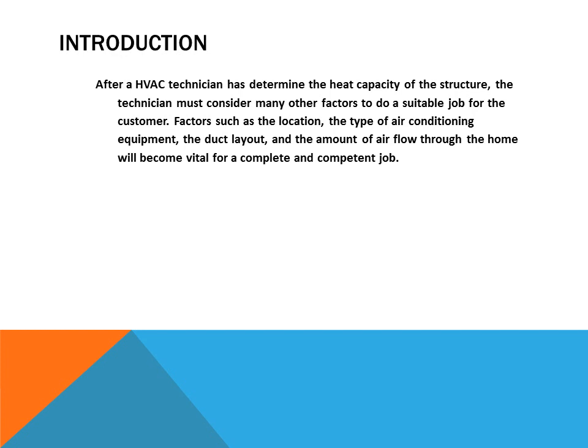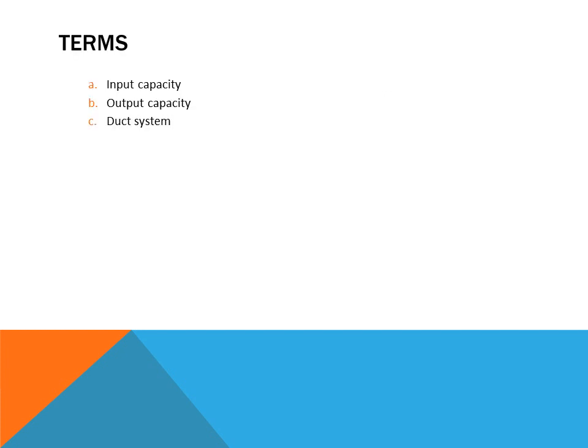After an HVAC technician has determined the heat capacity of a structure, the technician must consider many other factors to do a suitable job for the customer. Factors such as the location, the type of air conditioning equipment, the duct layout, and the amount of airflow through the home will become vital to the complete and competent job that a technician will do for the customer.